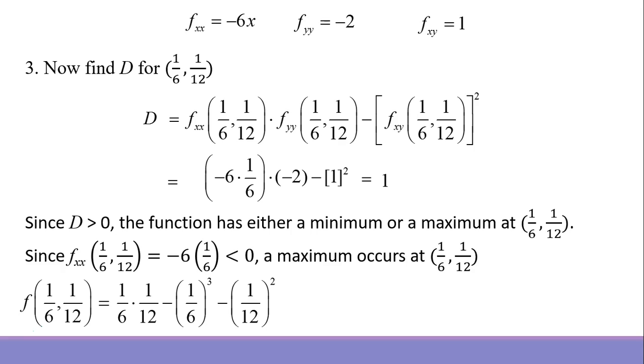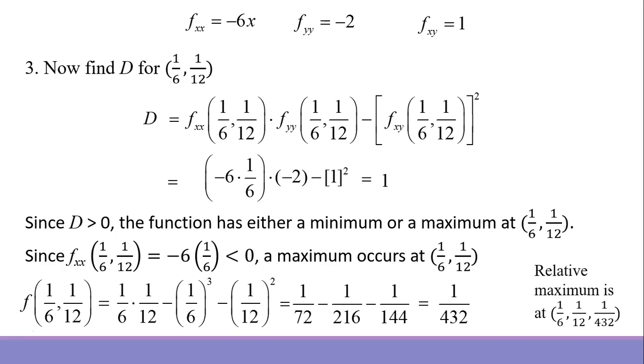And to get its z-coordinate, we can substitute 1/6 for x and 1/12 for y into our original function, and we'll get a value of 1 over 432. So we have a maximum at the point 1/6, 1/12, and 1/432.